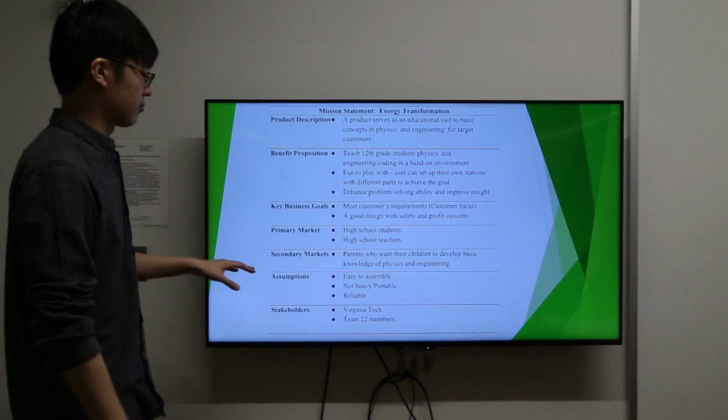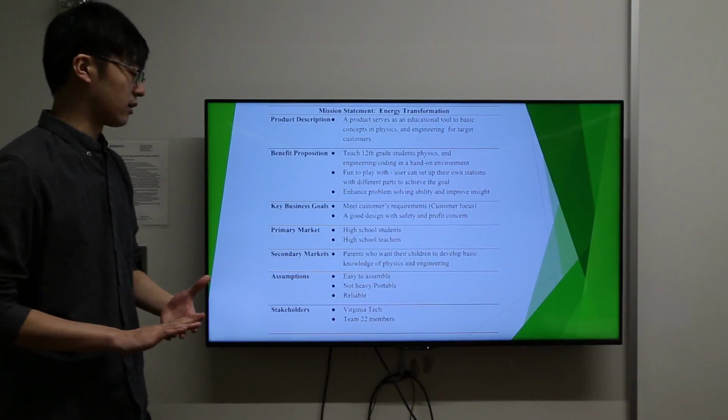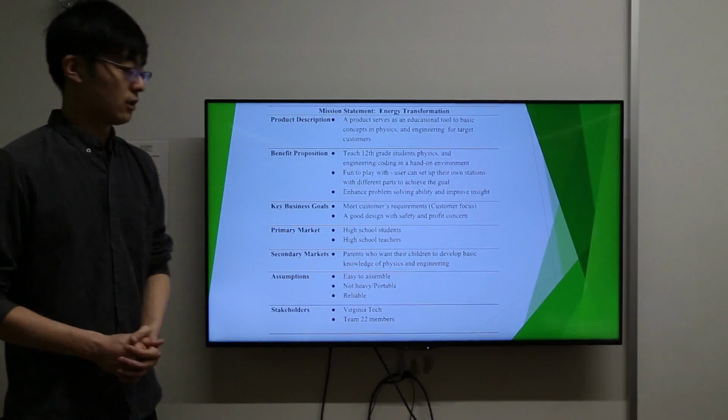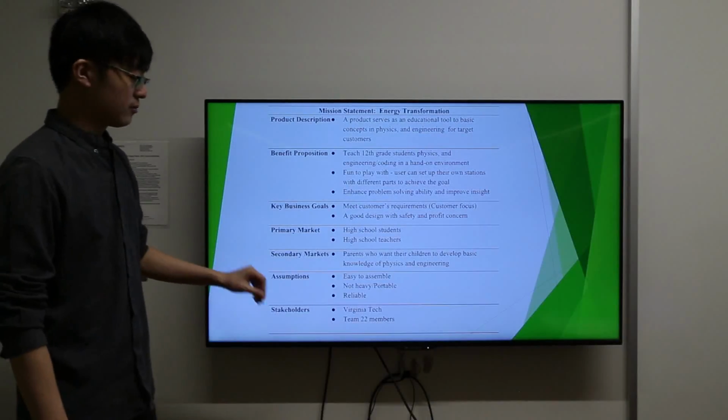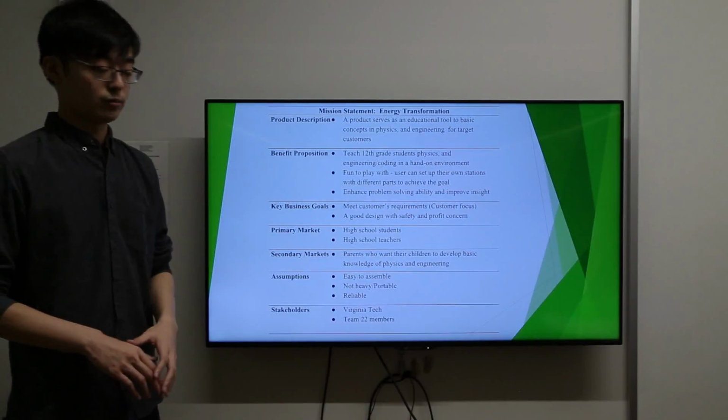Also, we made the assumption that the product has to be easy to assemble, and it has to be portable, and also it has to be reliable. For stakeholders, the team decided to pick Regina Tech and the entire team members to be the stakeholders.